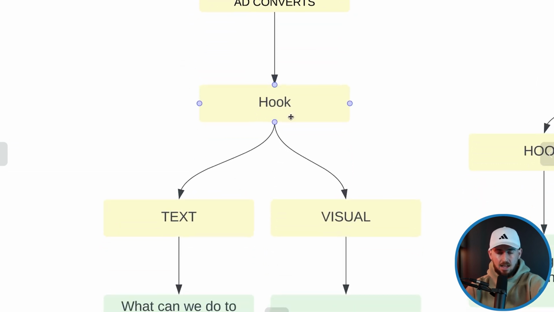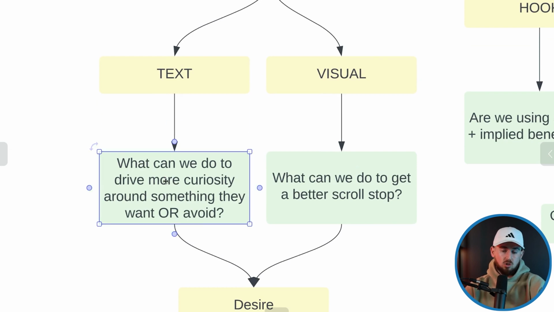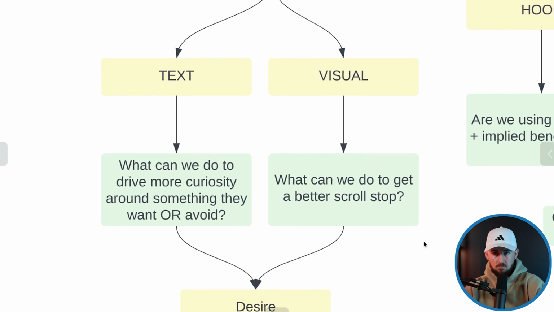So first thing we like to look at is the hook, the text part, and the visual hook. And the text part is, what can we do to drive more curiosity around something they want or avoid? I'll also find that with low spend, it's not really appealing to a large group of people, and there's really no curiosity. There's no engagement, no emotion attached to that particular creative. So not many people are appealing to it. The other part is, what can we do to get a better scroll stop? Now, scroll stop, again, you keep scrolling through your timeline, boom, you want to see that, it catches your attention. Maybe the visual that we're using for the hook is just simply not catching people's attention.